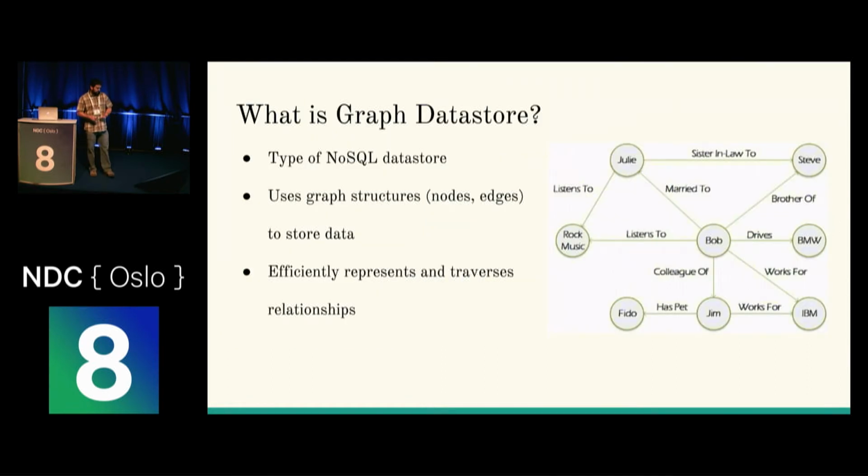Why does that matter? Well, a graph data store is a type of NoSQL data store, and it's based on using those structures to build efficient methods to traverse and represent those relationships.